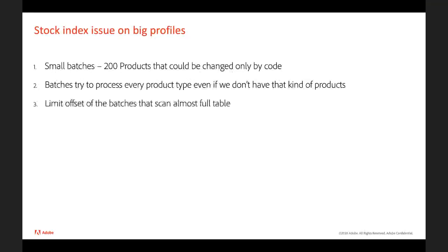Yeah, so stock index is the next issue. What we fixed: we have a small amount of batches, only 200 products per batch, and we fixed some performance issues. We found that stock index tried to reindex product types that don't even exist in the system. It's already fixed in 2.4.2.